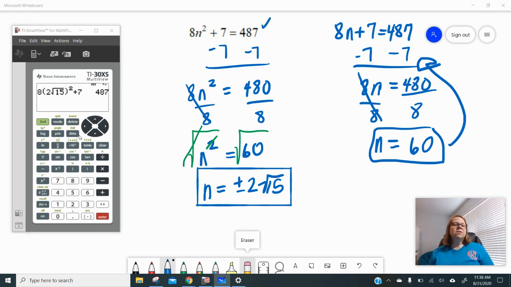And so now let's do it again. And this time we're going to use a negative 2 square root of 15. Use my arrow to get out from under the radical. Hit the x squared button and then plus 7. And we get 487. It works. Both answers work. Those are both solutions to the problem.